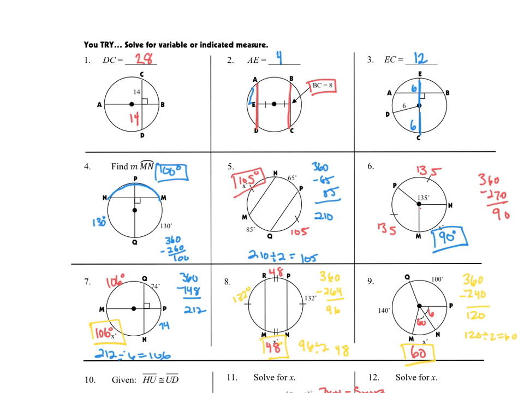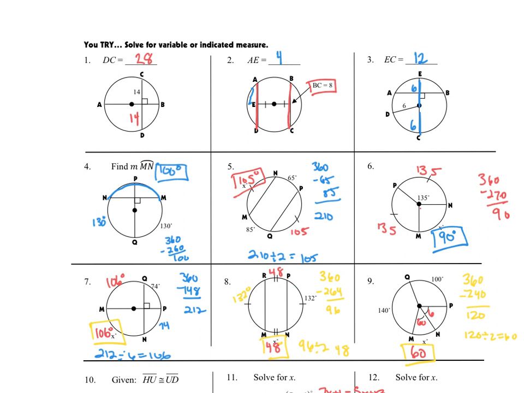Number 8. If I know that this is 132, then this must be 132. So I'm going to take 360, subtract out 264, that's going to leave me with 96. When I take 96 and divide it by 2, that's going to make this 48 and this 48.